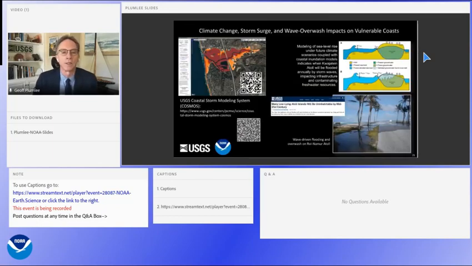We also look at the impacts on vulnerable coasts. Our COSMOS coastal storm modeling system, primarily applied on the West Coast, but also increasingly being applied elsewhere, is a way to model vulnerabilities of coasts to different kinds of flooding events related to coastal storms.